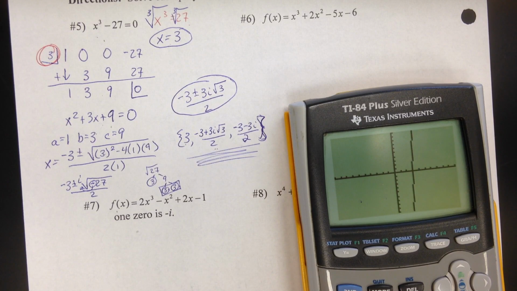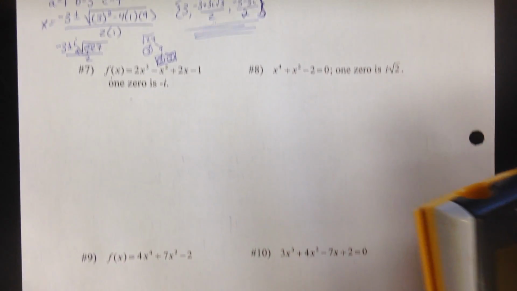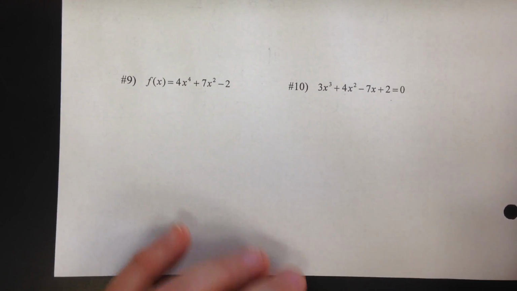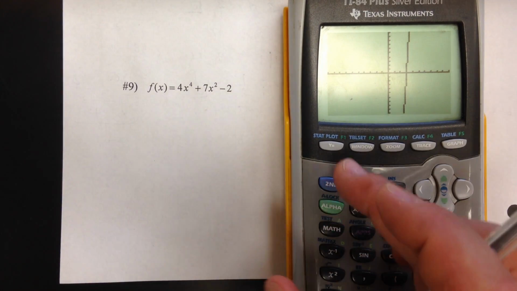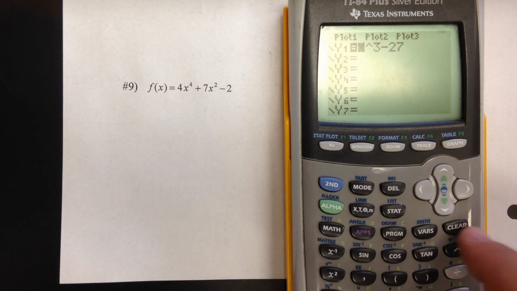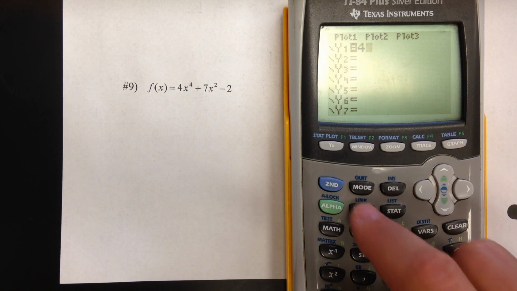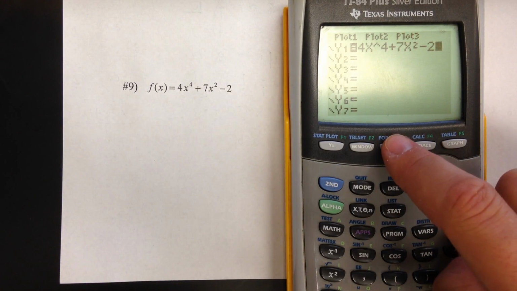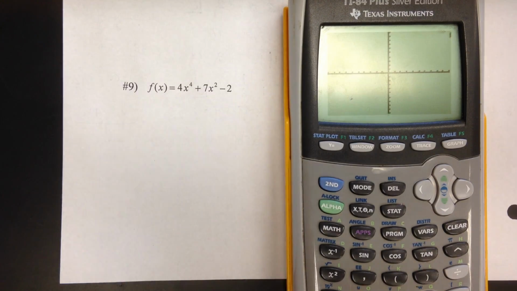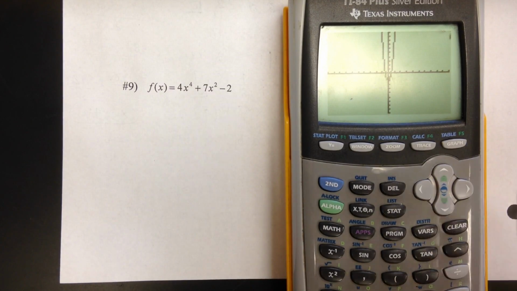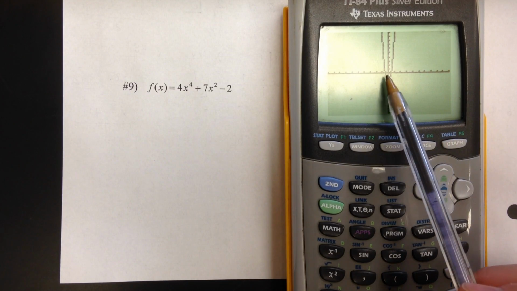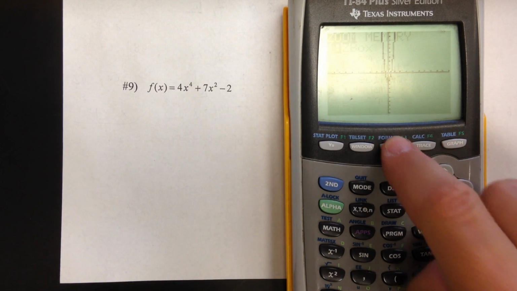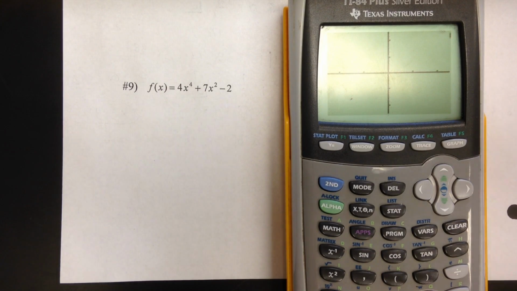Let's do one more here. Let's go ahead and take number 9. Now you can do the rest of these if you like. So we've got y equals 4x to the fourth plus 7x squared minus 2. We're going to take a look at it. Let's see if we can find any zeros from where they're crossing the axis. Well, it looks like we got 2 here. If we zoom in a little bit, see if it shows us a little bit more.